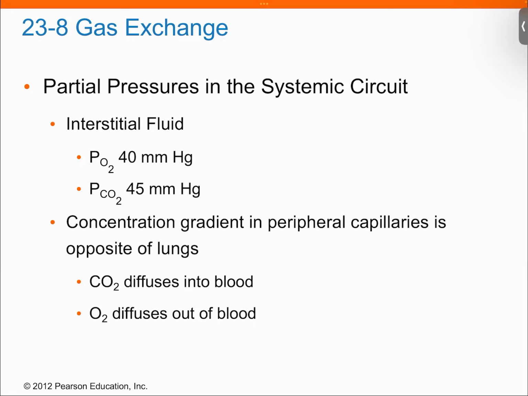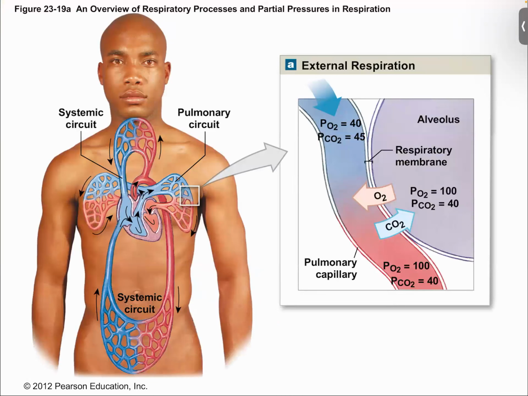So once we get out to the tissues, the partial pressures there are a little bit different, right? For instance, the partial pressure of oxygen in the tissues, that is the interstitial fluid of the tissues, is coming in around 40 millimeters of mercury. The CO2 partial pressure is around 45 or so. And at this particular point, the concentration gradients are flipped. They favor now CO2 going into the blood and oxygen coming out of the blood. All they're doing is just going down their concentration gradient. So let's take a look at this in pictures.